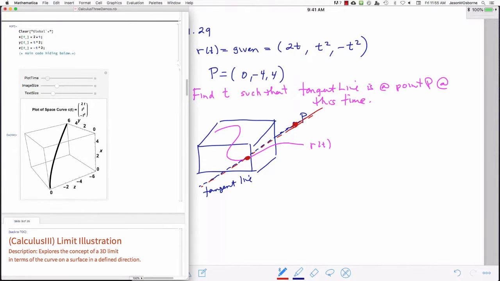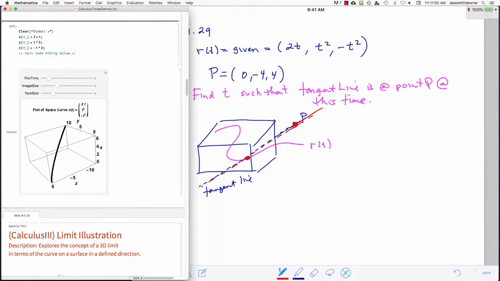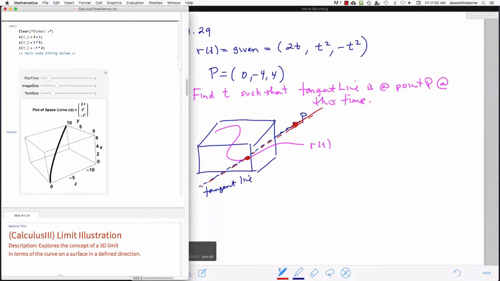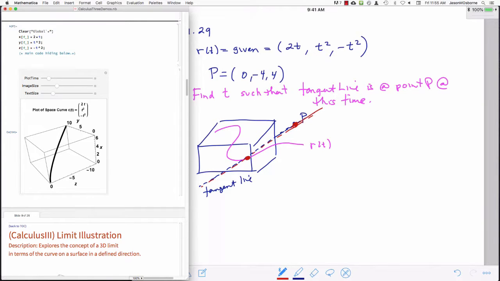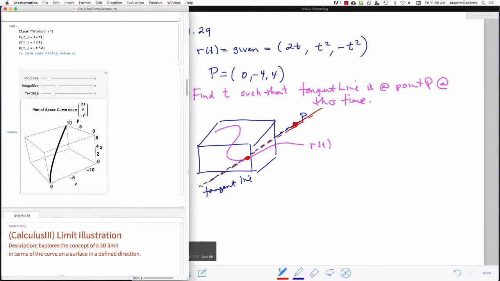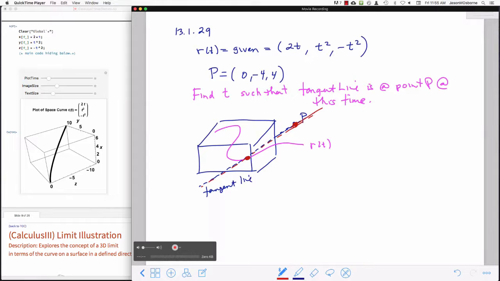We're trying to find the point on the curve such that if we draw a tangent line, our tangent line to this curve will go through this point. Okay, so that's the question. I'm not sure the graph really helps, but let's see what we can do over here.